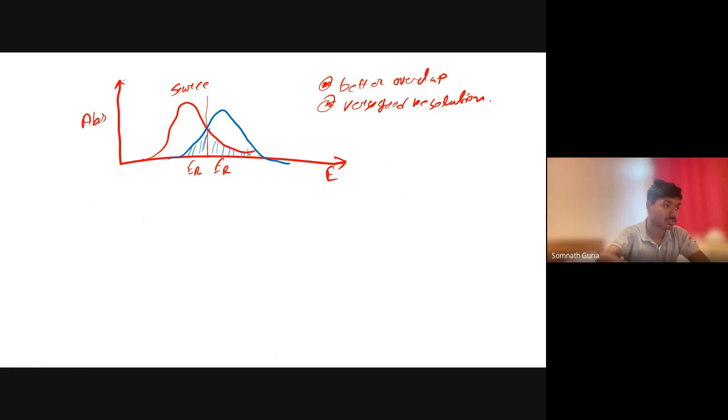Let's suppose we have a transition from I equals 3/2 to I equals 1/2. With the Heisenberg uncertainty principle, the line width is a major factor coming into the picture.